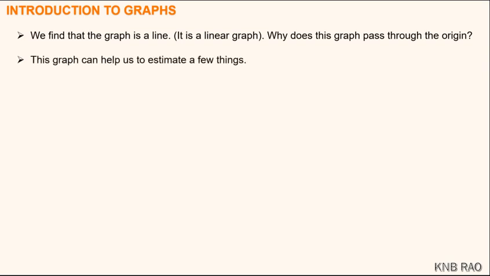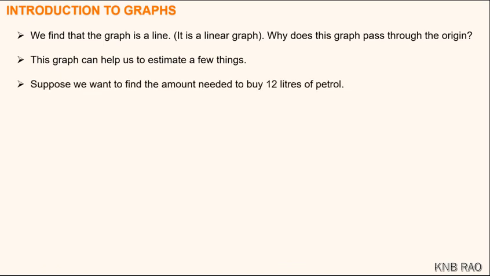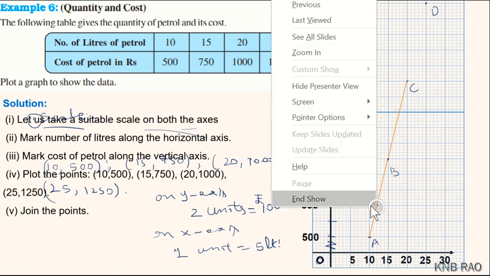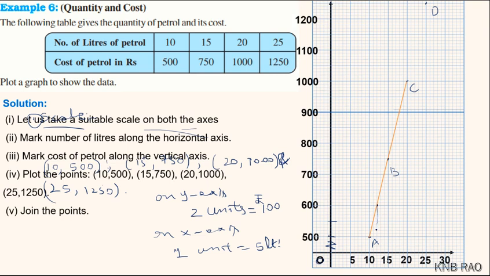This graph can help us to estimate a few more things. What are those? Suppose we want to find the amount needed to buy 12 liters of petrol. Now 12 liters of petrol lies between 10 and 15. Here I will go up to here and mark this as 12 liters, and its cost is 12 comma 600 rupees. That means 12 liters of petrol is 600 rupees.